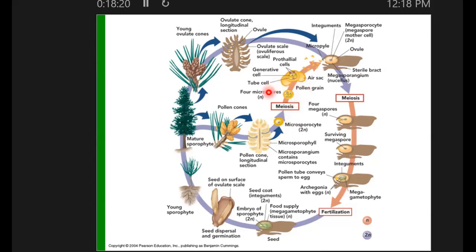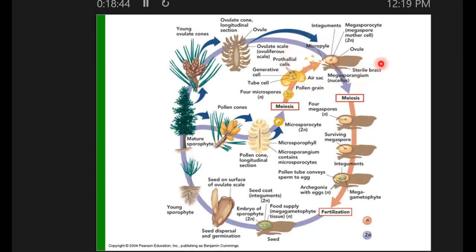And then here they're showing the prothalial cells, generative cell, tube cell. So they're trying to say when it's getting shed from the pollen cone, you don't see any sperm yet. They haven't showed up yet. And it's not until they land on the ovule, then it'll kick into a little bit more cell division to get you the sperm.